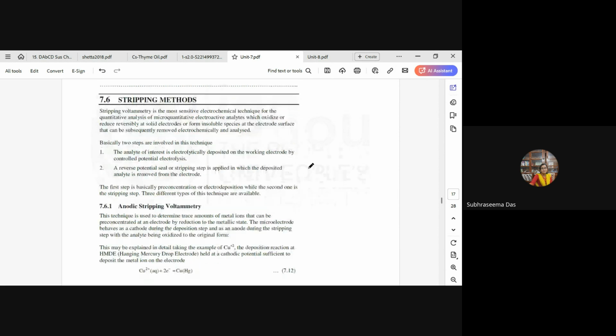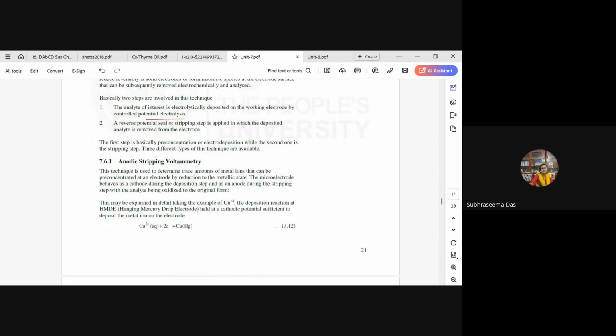Basically, two types of steps are involved in this process. The first is that the analyte of interest is electrolytically deposited on the working electrode by controlled potential electrolysis, and the second is that a reverse potential scan or stripping scan is applied, in which the deposited analyte is removed from the electrode. Among the two steps, the first step is pre-concentration or electrodeposition, while the second one is the stripping step. Three different types of stripping techniques are possible.